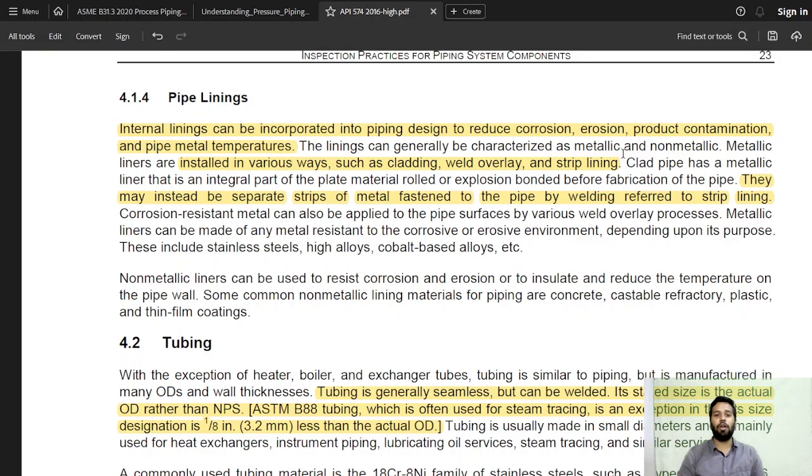Internal lining can be incorporated into piping design to reduce corrosion, erosion, product contamination and pipe metal temperatures. Metallic liners are installed in various ways such as cladding, weld overlay and strip lining. They may be separate strips of metal fastened to the pipe by welding, referred to as strip lining.